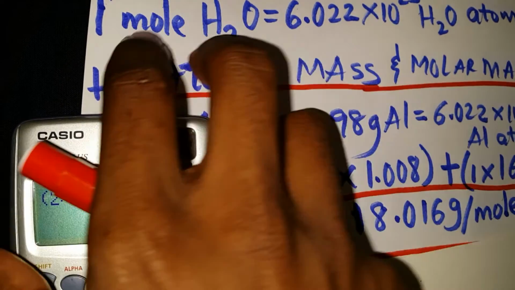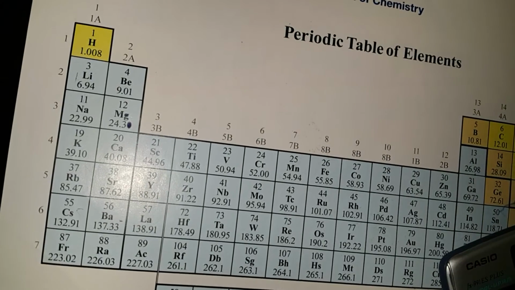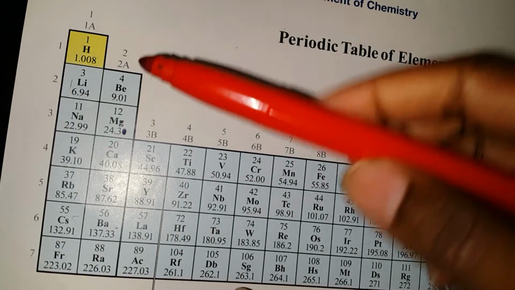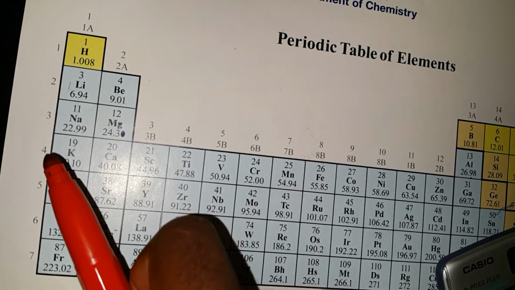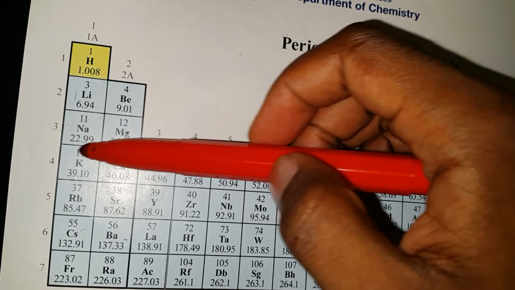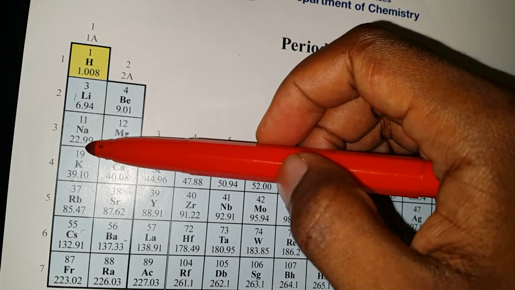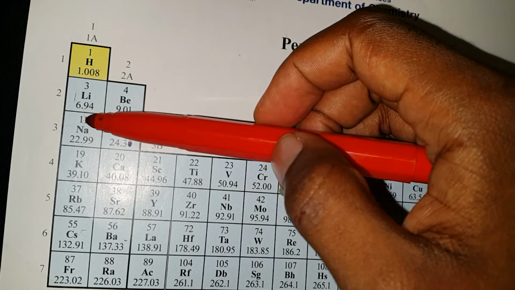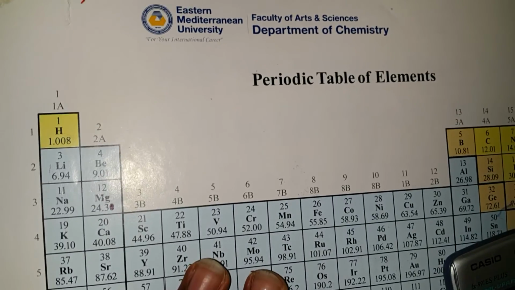So whenever you want to find molar mass, we don't look at the number at the top. We use the atomic number. We don't use this number at the top here. We always use the number underneath. So have that in mind.